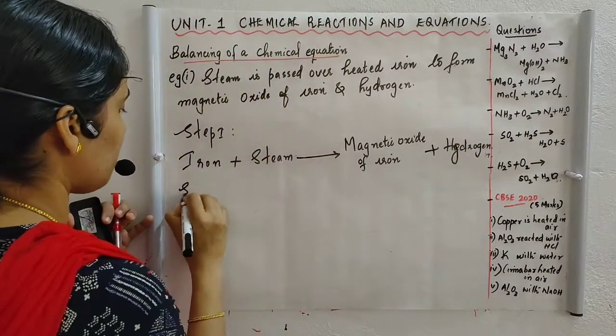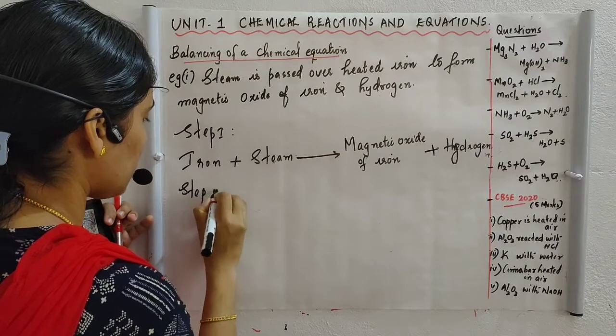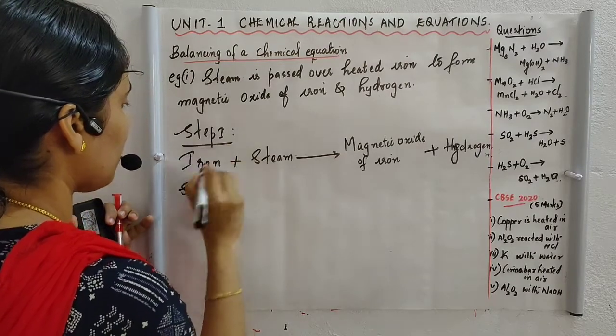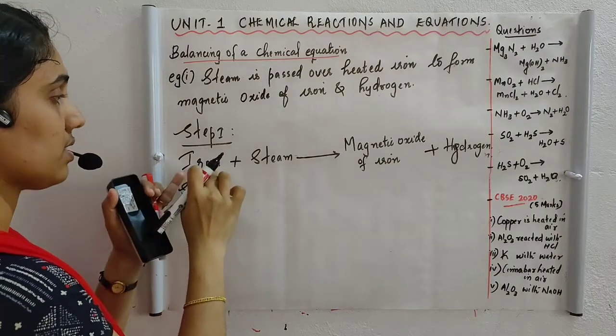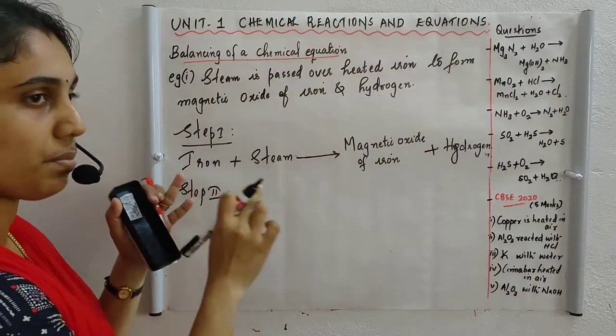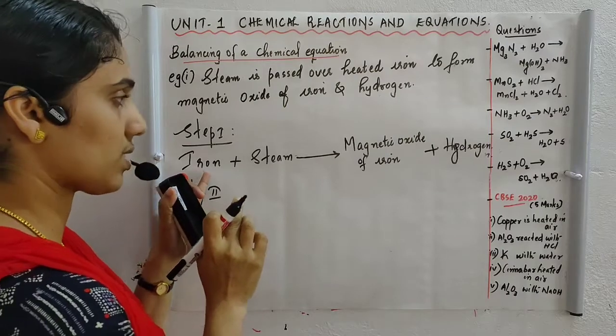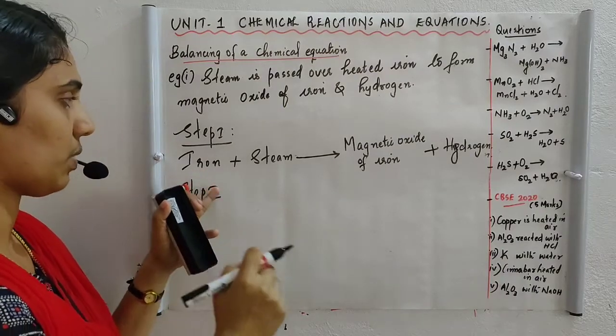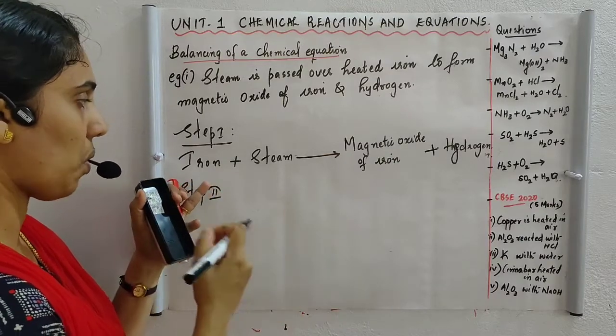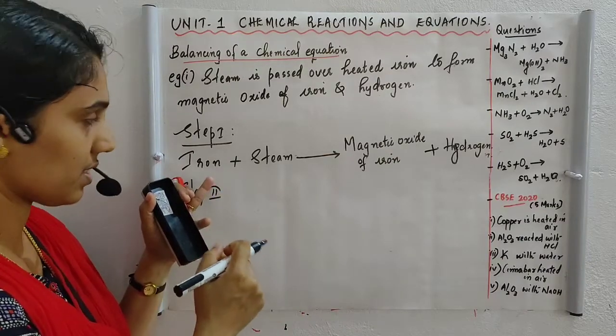So, what's step 2? The second step: this is a word equation, and in step 2 you have to write a chemical equation, an unbalanced chemical equation or skeletal equation for the same. So what do you mean by a chemical equation? What do you mean by an unbalanced chemical equation? All these things we have discussed in the previous video.